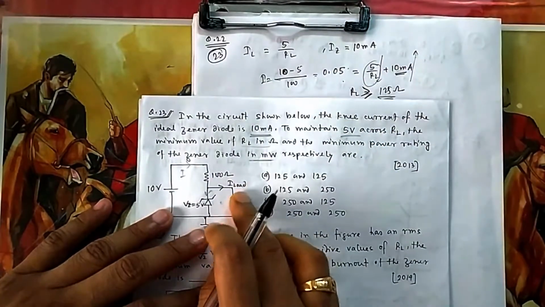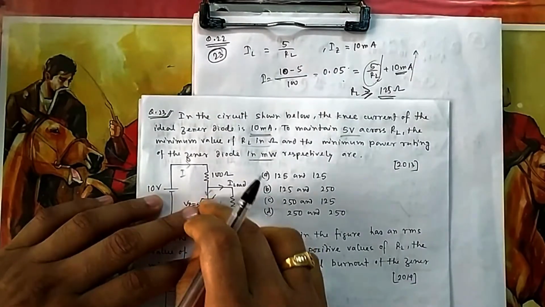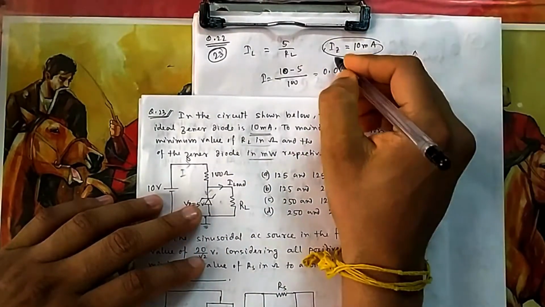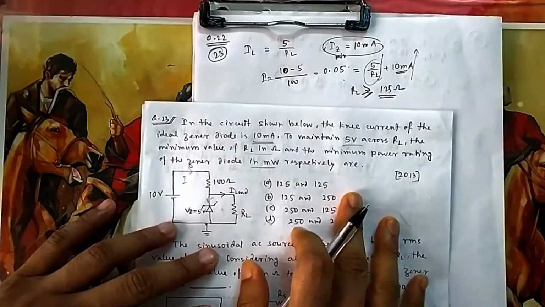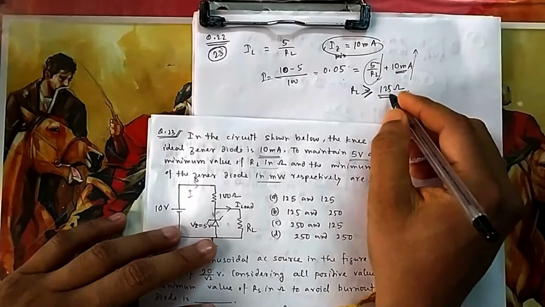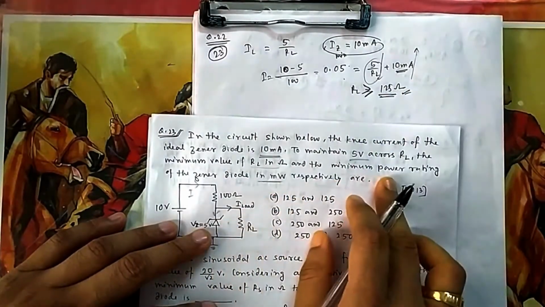If you increase it, what will happen? Current will be less here, more current will flow through the Zener. Zener can take any amount of current, but minimum it should have this current. This is the minimum current. Maximum there is no limit. You can pass on whatever current you can. Okay, so this is the RL minimum. So from the options you can see either A or B. And what are they asking?